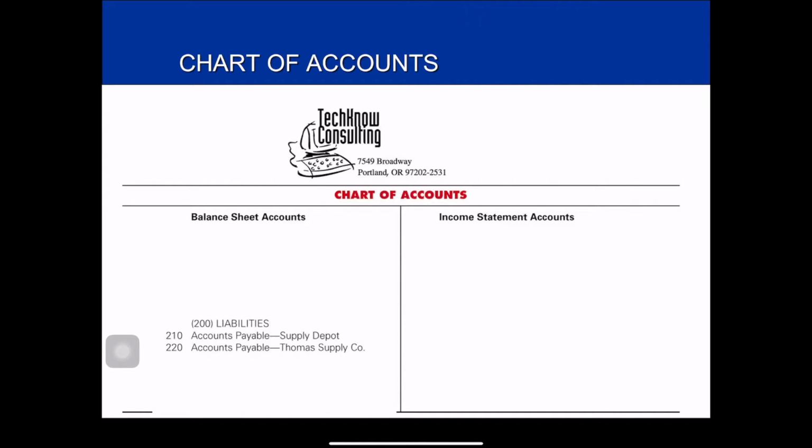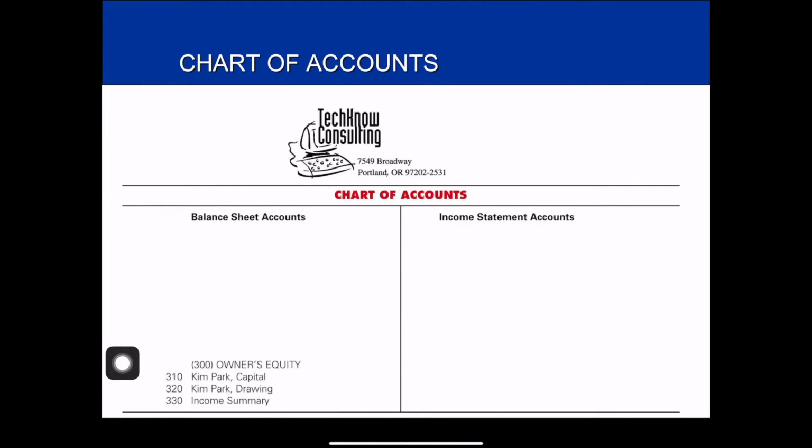Your second group is your liabilities, and they will be your 200s. If you look at your accounts payable, they are alphabetical by your vendors' names. Supply comes before Thomas, and again, you will do it in the tens, 210, 220. The third section is your owner's equity, and they are always capital, drawing, and then we'll get to the other one later on. But your capital account always comes first, and it will be 310. Your drawing will be 320.